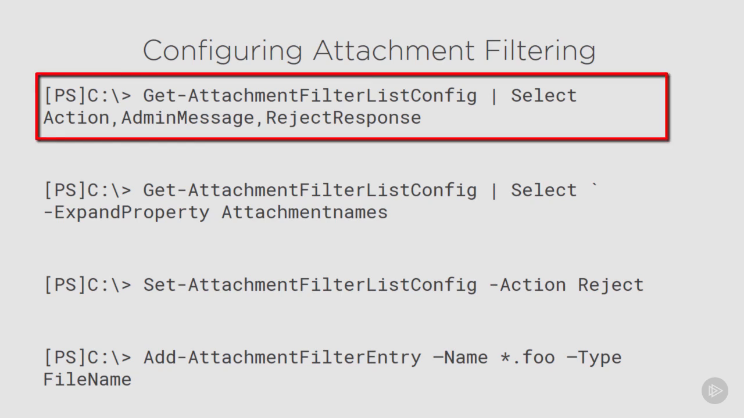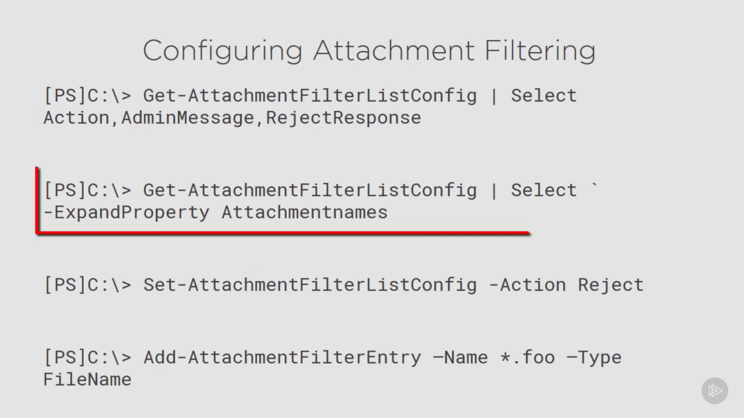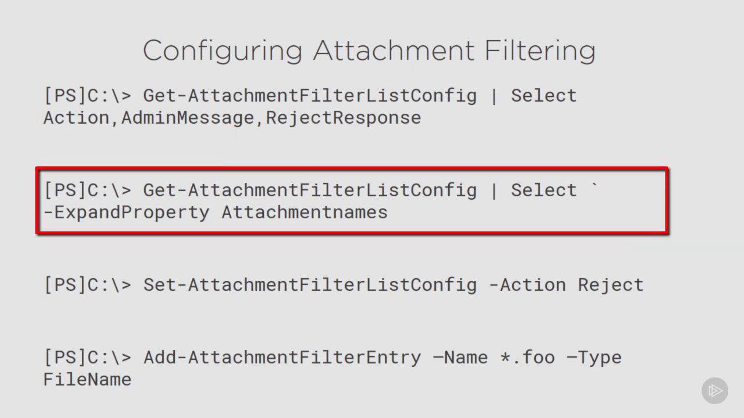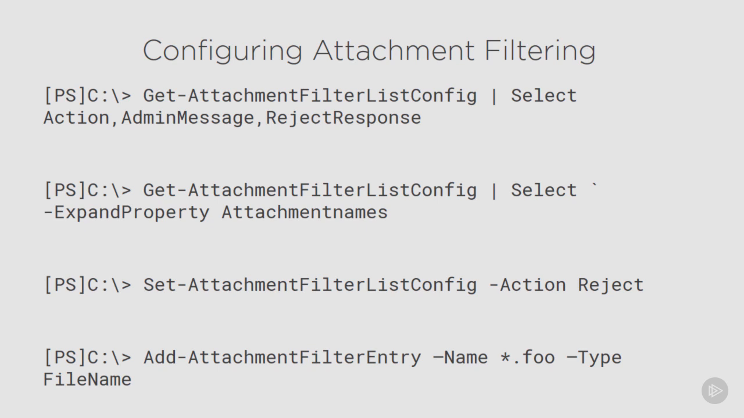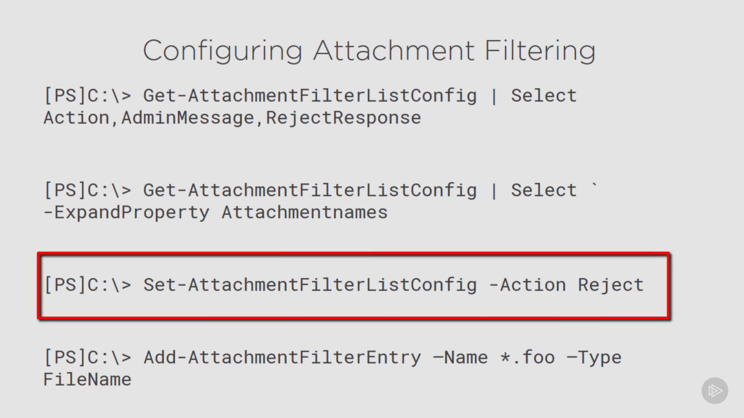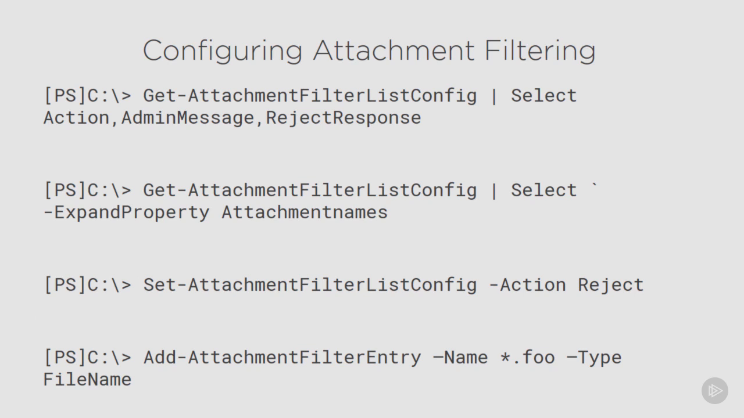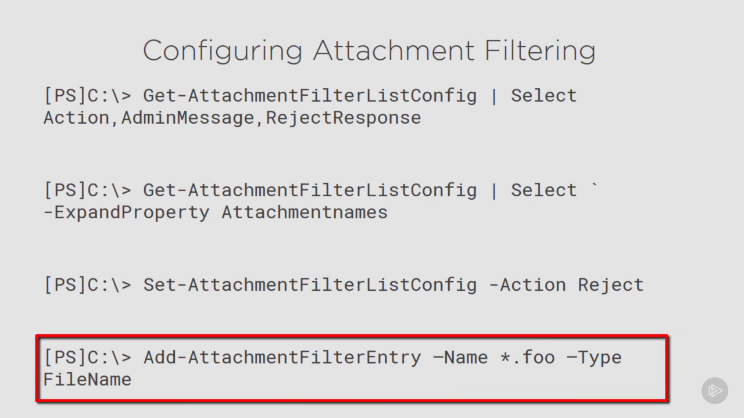You can use the Get-AttachmentFilterListConfig commandlet to take a look at the existing configuration, and if you expand the AttachmentNames property, you'll see a full list of the file types that the attachment filtering agent will take action on by default. If you decide that you don't want to strip the emails but you'd rather reject them instead, use the Set-AttachmentFilterListConfig commandlet and set the action to reject instead. And of course, if you have a file type that you need to add to the attachment filter configuration, use the Add-AttachmentFilterEntry commandlet and add the file extension that you want to filter.